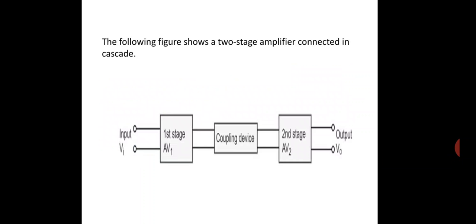Here, in the first stage and second stage, there are two amplifiers which have voltage gains V1 and V2. The output of the first stage is connected to the input of the second stage by a coupling device. And if we want more output, then we connect another amplifier at the output of the second stage. This process continues depending upon the requirement of the output.